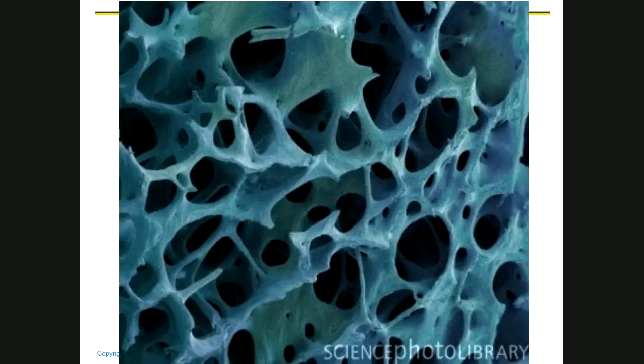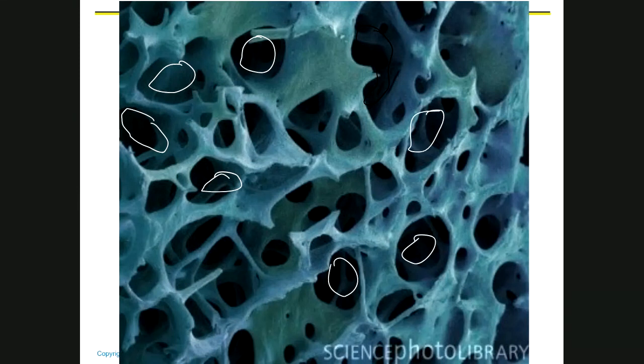Spongy bone looks like this. Look at all of these holes in here. These holes, these spaces, are where we can put stuff. What happens in spongy bone, in these spaces, is where blood cells are produced. So blood cells are not made by bone. It just happens to be inside the bone.